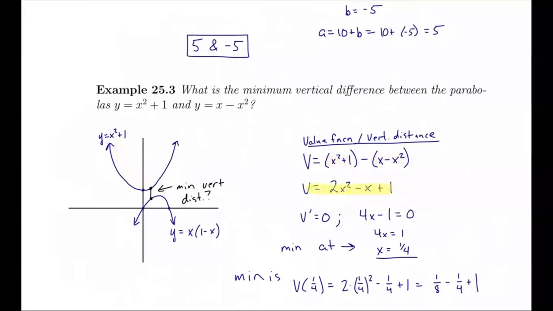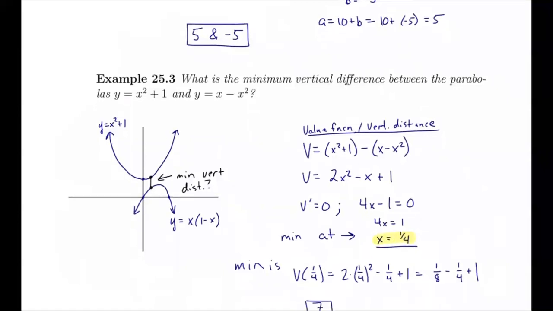What's really nice about this value function is all of my variables are x. So I don't have to do any work. I don't have to substitute any relation or anything like that. That's all already taken care of, right? So v prime of x, the derivative of this, set it equal to 0. That's 4x minus 1, right, equals 0. When I solve for x, I get x equals 1/4. So we have a minimum at the x value of 1/4.